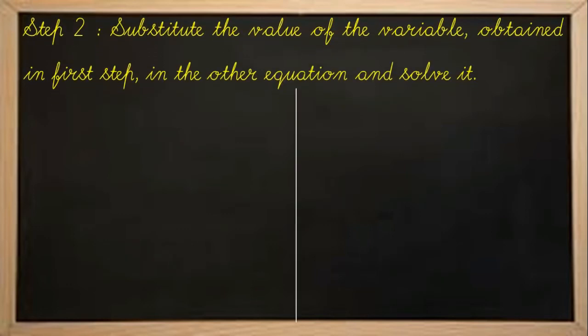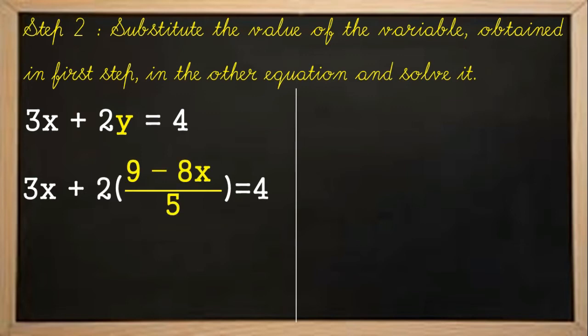And in the second step, we need to substitute the value of the variable obtained in the first step in the other equation and solve it. That means we started our question by considering the first equation, and the equation was equated to y. Now we need to consider the second equation. The second equation is 3x plus 2y is equal to 4, and the result we have obtained in the first step, that is equation 1 written in terms of x, is equated to y. Now substitute the value of y and hence find the solution.